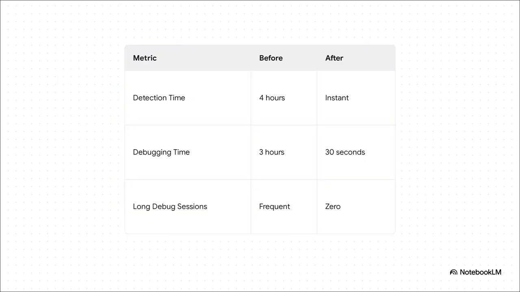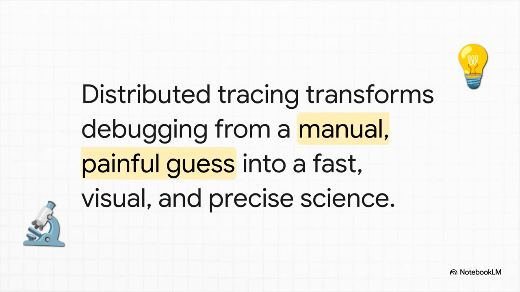And here's the final scorecard. Your detection time goes from hours to basically instant. Your debugging time gets slashed from 3 hours down to less than a minute. And the impact? You completely eliminate those horrible, stressful 4-hour fire drills. They just stop happening. So if you remember only one thing from all of this, let it be this. Distributed tracing takes the painful manual guesswork out of finding problems in complex systems. It turns debugging from an art into a fast, visual, and precise science.